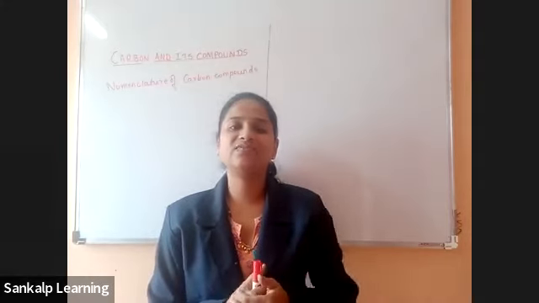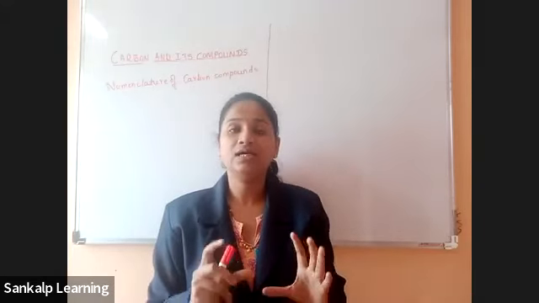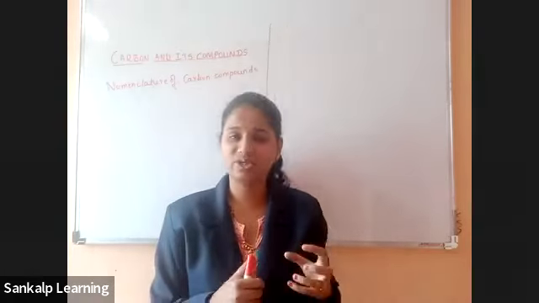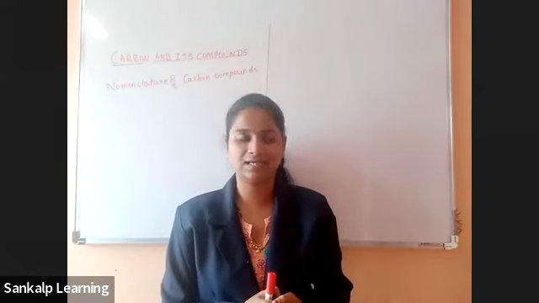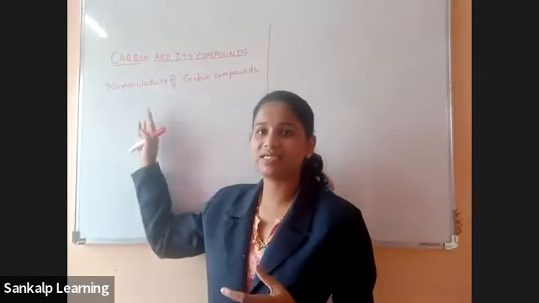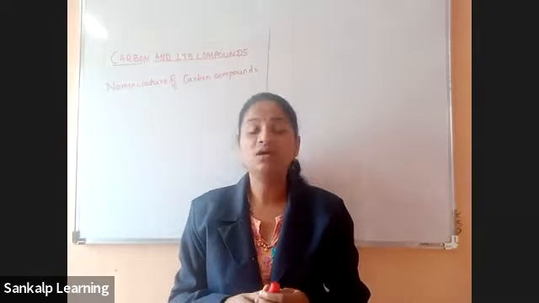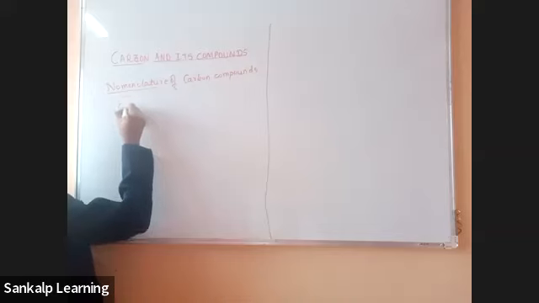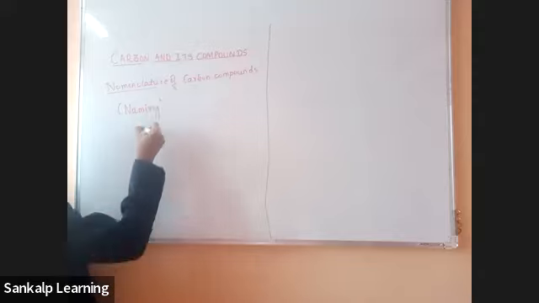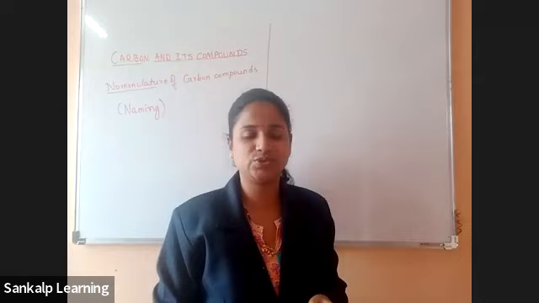In the last class, we discussed structural isomers. We discussed unsaturated hydrocarbons, saturated hydrocarbons, and the general formula of alkanes, alkenes, and alkynes. Today, we are going to discuss the nomenclature of carbon compounds. Nomenclature means naming. The meaning of nomenclature is the naming of carbon compounds. How to name the carbon compounds is what we are going to discuss today.